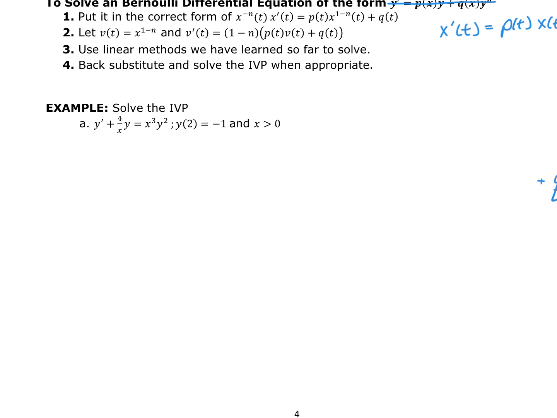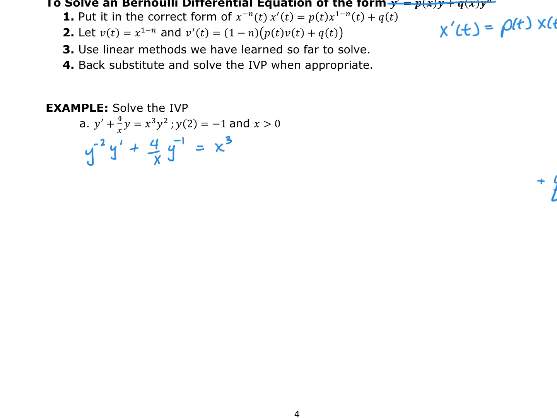I have y prime plus 4 over x times y is equal to x cubed y squared. What I'm going to do is put this in the proper form. I don't necessarily have to set it for y prime by itself, but I do need to multiply everything by y raised to the negative 2. In other words, divide by y squared. I'm going to get y raised to the negative 2 y prime, plus 4 over x times y raised to the negative 1, and this equals x cubed.